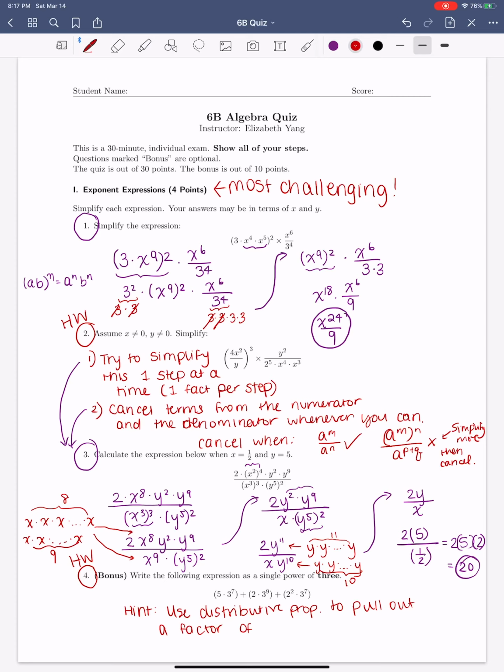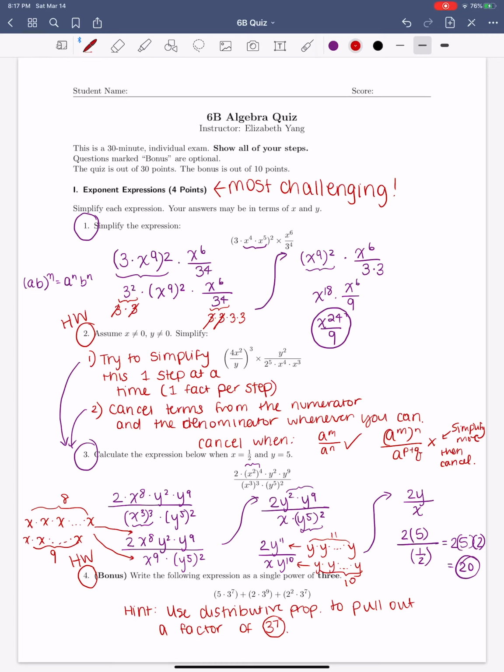Well, let's look at each of these terms. This term has a prime factor of 5 and a whole bunch of 3's, 7 3's specifically. This next one has a factor of 2 and 9 3's, and here we have 2 2's and 7 3's. The biggest common factor that they all have is 3 to the 7. So give that a try.